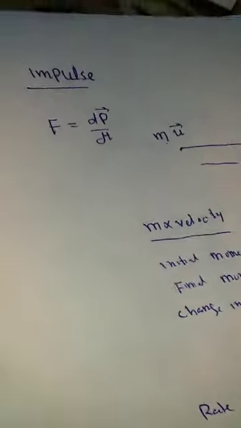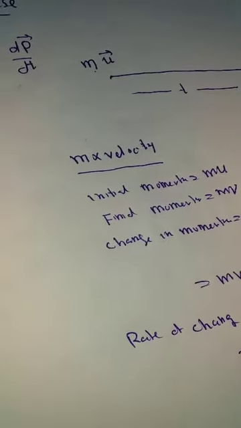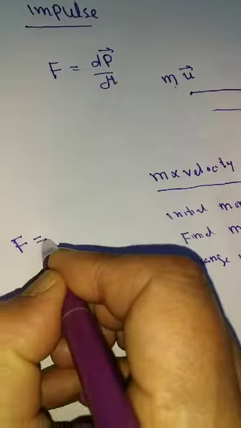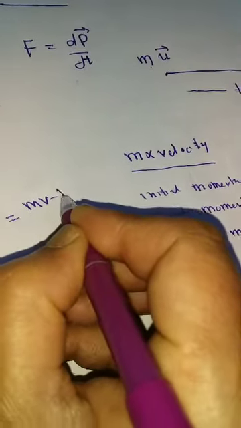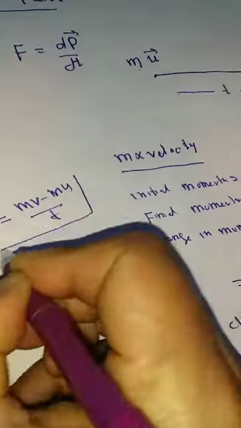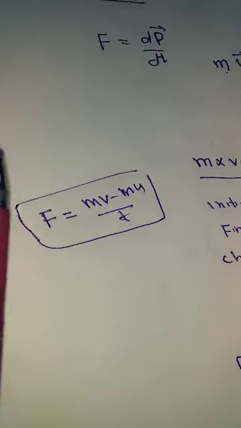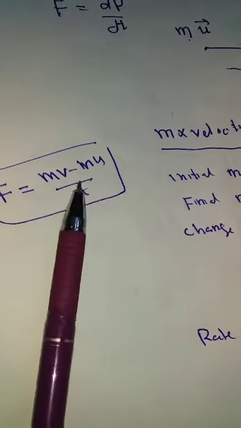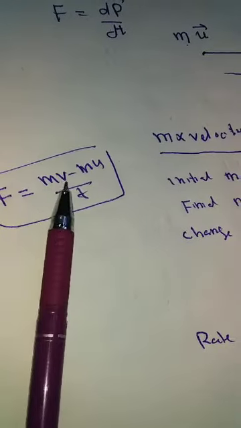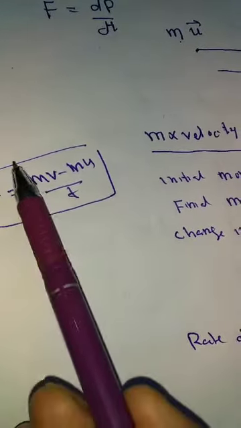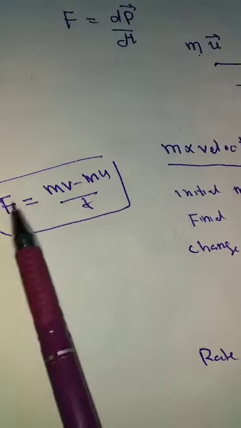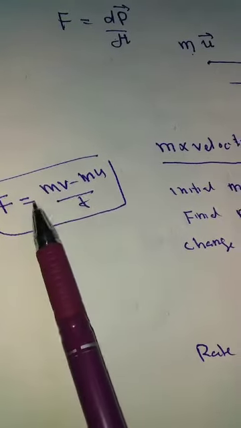From Newton's second law of motion, by definition, force can be calculated from the rate of change of momentum. It is very easy to calculate force: we can calculate mv minus mu divided by t. That is the final momentum minus the initial momentum, where t is the time taken to change the momentum from the initial momentum to the final momentum. By using this, we can easily calculate the force.